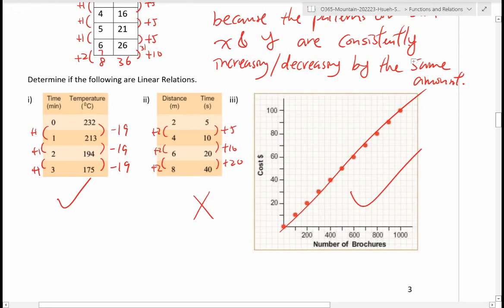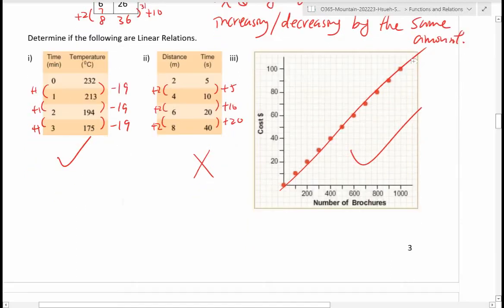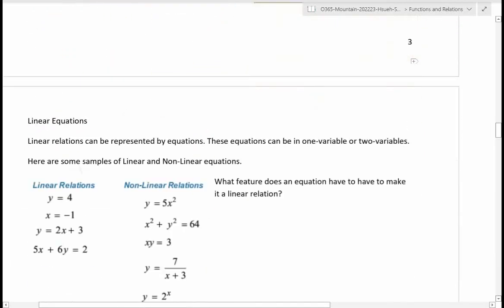But this one is not linear because you're going up, you're not going up by the same amount. You're not going up by the same amount. So this one is not a linear relation.